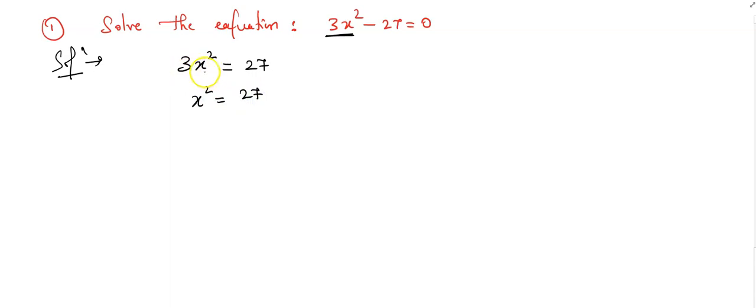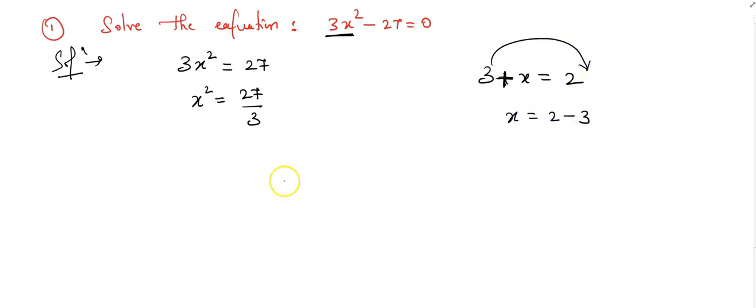This 3 is multiplied with x square, so it will come to the denominator. Children, one thing I would like to tell you: if it is 3 plus x is equals to 2, for example, see here this is plus. If it is plus 3 and it comes to the opposite side, it becomes minus 3. So 2 minus 3. If it is plus 3, it becomes minus 3. If it is minus 3, then it becomes plus 3, because 3 and x both are adding.